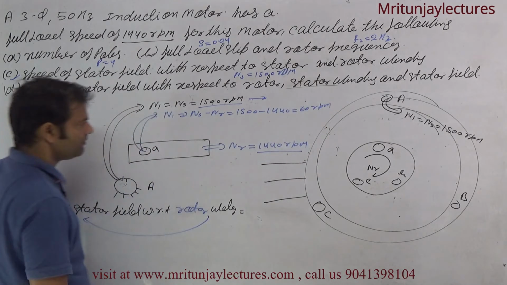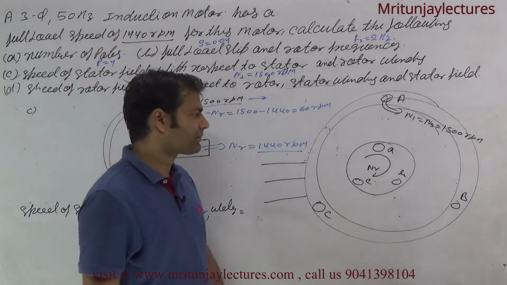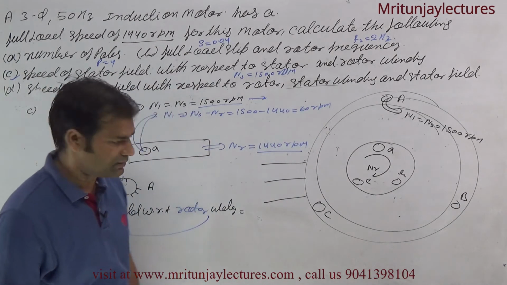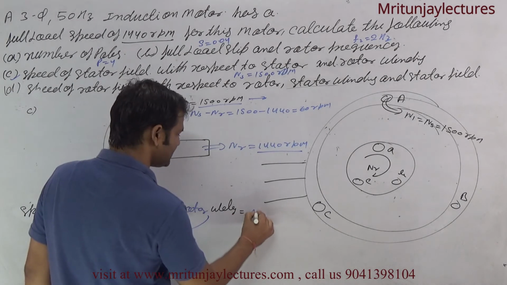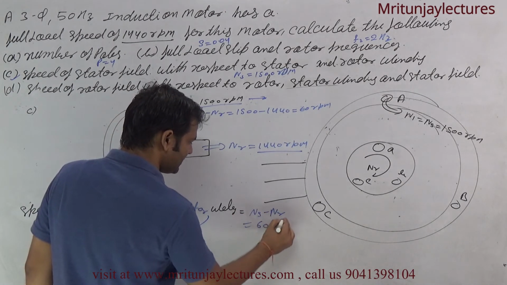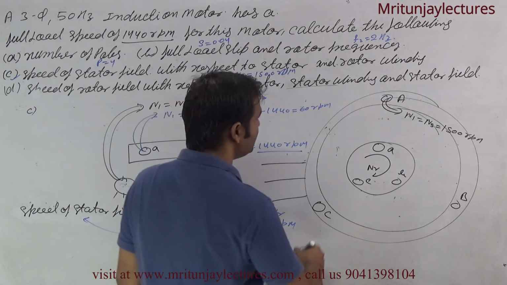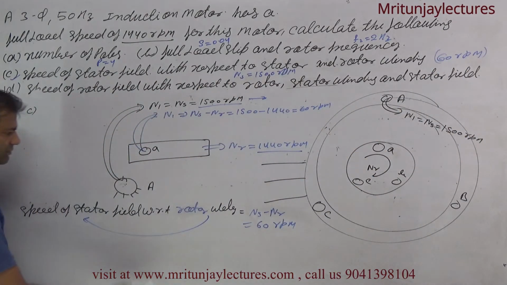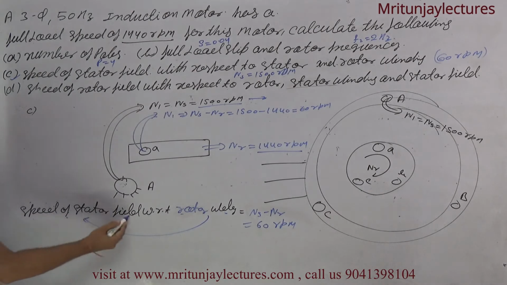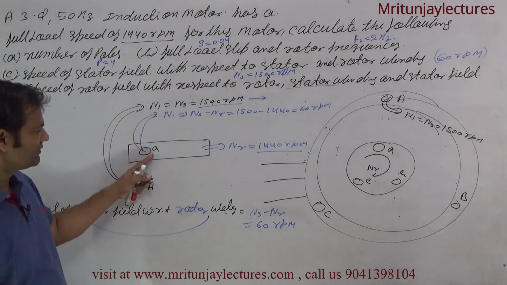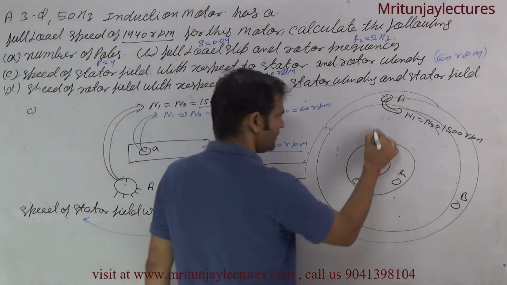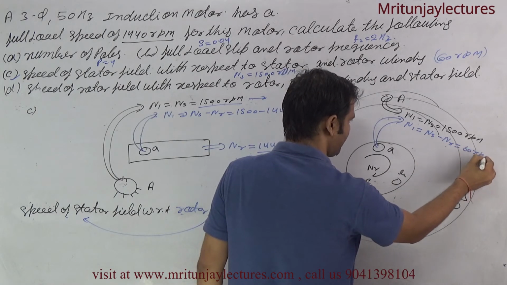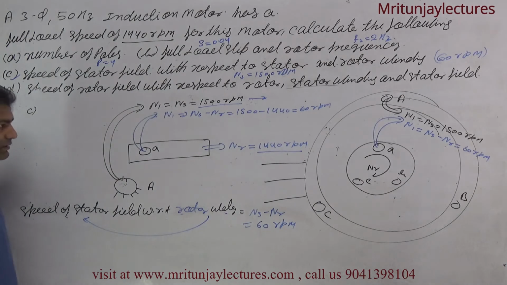Clear? It means if you sit on the stator and see the stator field, it rotates at 1500 rpm in the direction of the stator field. Corresponding question: sit on the rotor winding and see the speed of the stator field. Clear? You sit on the rotor winding and see the stator field. This person sees ns minus nr, that is 60 rpm, in the direction of the stator field.